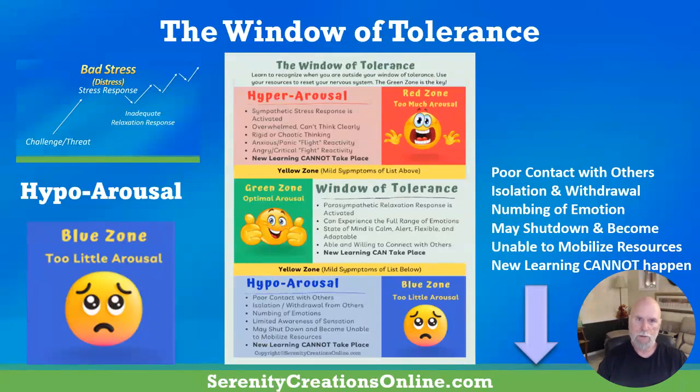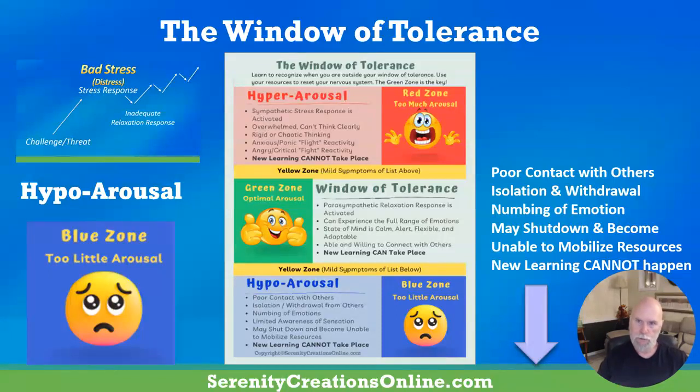Stephen Porges of polyvagal theory would call this the dorsal vagal response. The irony is that this is actually a parasympathetic state, but it's not the healthy kind because there's no reset to our nervous system, no reclaiming of our energy level.